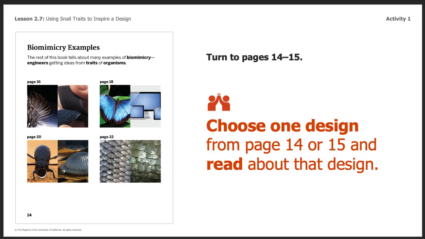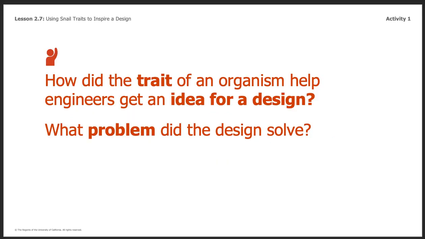Now, I want you to turn to pages 14 and 15 in the book. You're going to have to choose one design from these two pages, and you're going to read about that design. This is going to be important for the first part of your assignment on Teams. You can either hit pause now, go look at those pages, and then come back later, or you can continue with this lesson. It's up to you. Part of your assignment is going to be answering this question: How did the trait of an organism help engineers get an idea for a design? And what problem did the design solve?